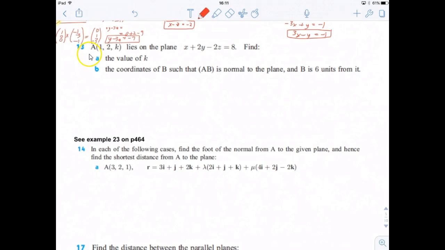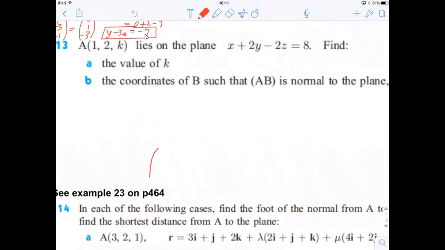Number 13, this one is not so bad. We say the point (1, 2, k) lies on this plane. So that of course means that the values 1, 2, k have to satisfy this equation. To find the value of k, all we need to do is substitute 1, 2, and k into the equation.